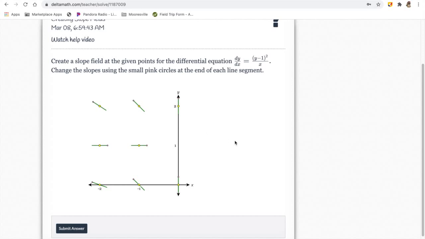Now, I said we were going to get one of these wrong. Okay, so I think all of them are right. Let's make this one right here at 0, 0 wrong on purpose. We know it's supposed to be vertical, but let's make it 1 and see what happens. Let's see what they tell us when we get something wrong.